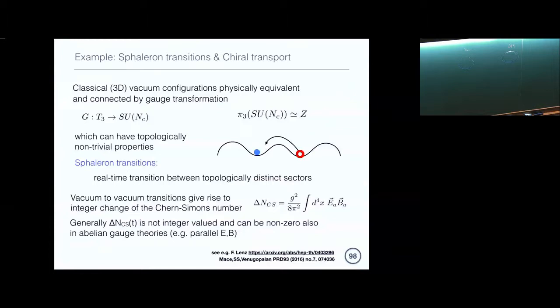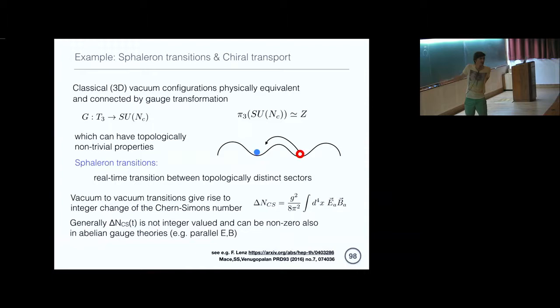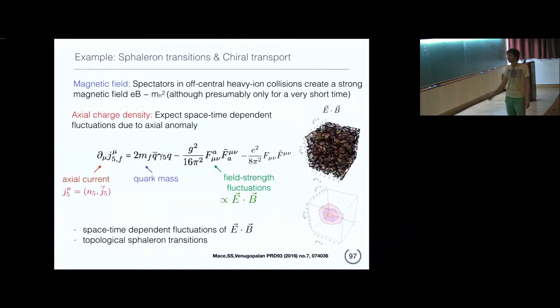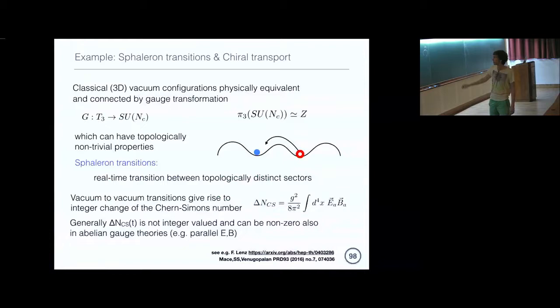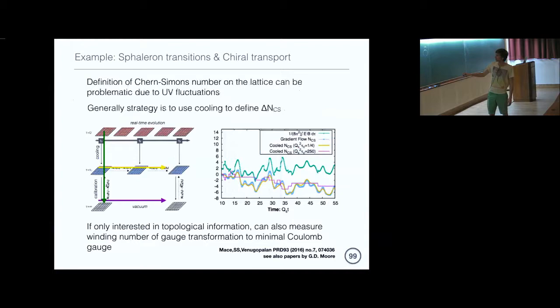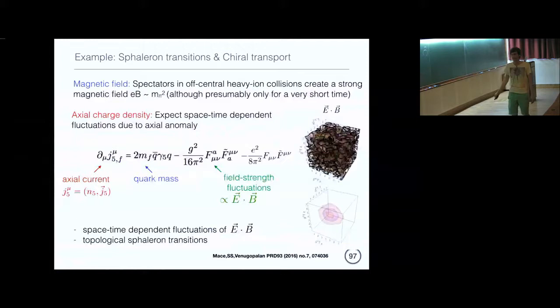So the picture that one gets from this is that we have not a unique vacuum, but we have topologically distinct vacua. And a Sphaleron transition is a real-time transition between these topologically different vacua. If you look at what this does to this F F-dual term, which is basically E dot B, such a transition leads to an integer change of what is called the Chern-Simons number, that's just the time integral of this quantity here.